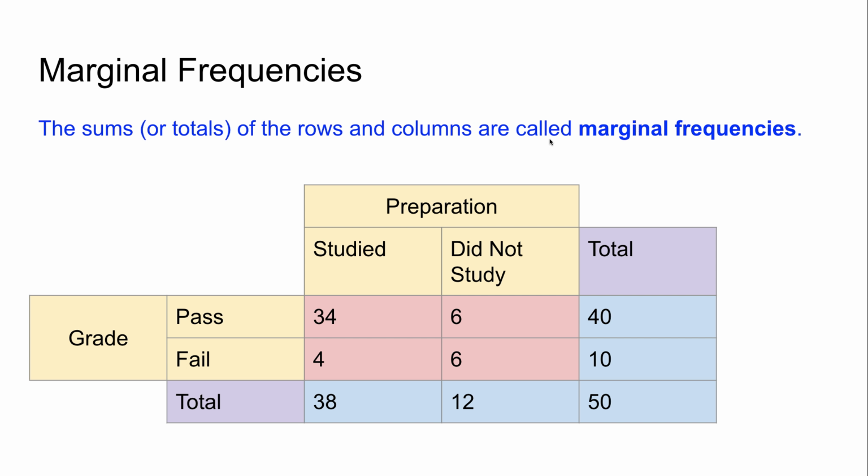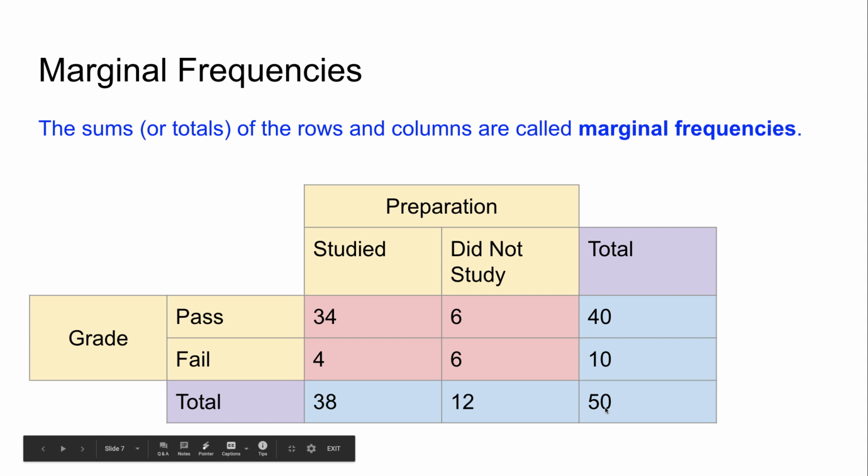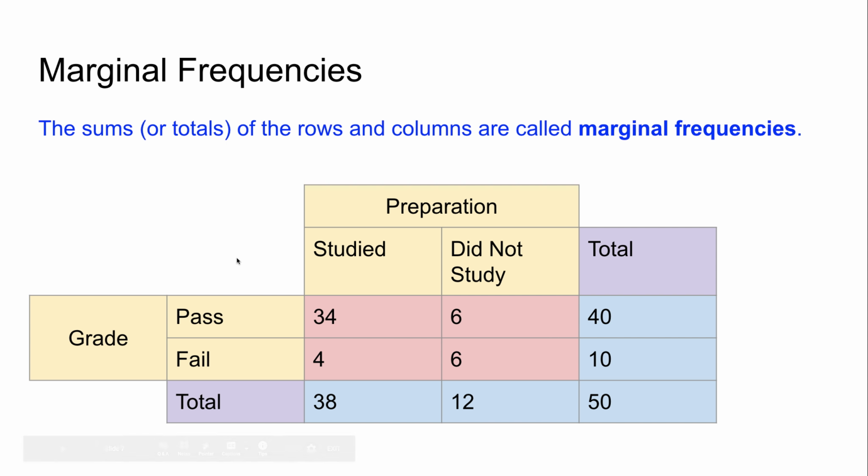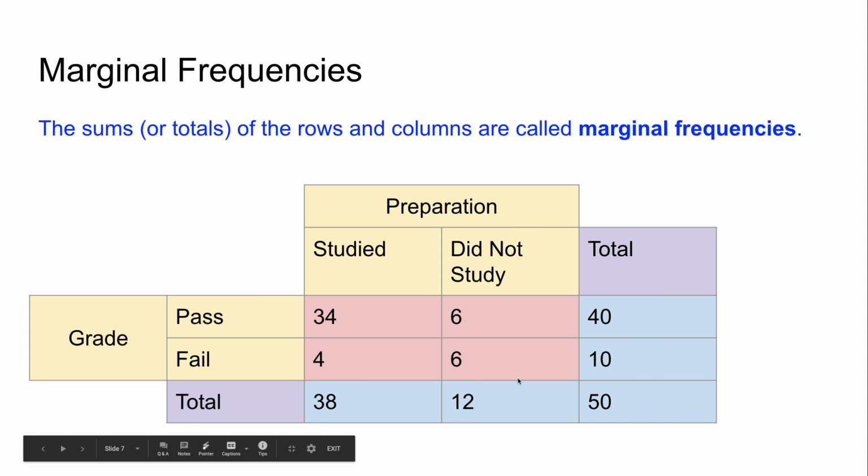Now, there are these totals that show up in the table. The sums or totals of the rows and columns are called marginal frequencies, and they're in blue. So all of these are marginal frequencies because they're totaling up something. Okay, and let's continue on from there. So those are important terms. The ones in red are joint frequencies, and the ones in blue are marginal frequencies.